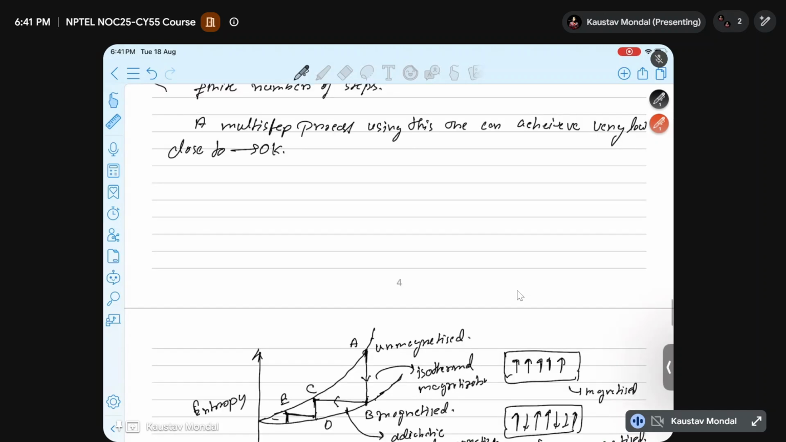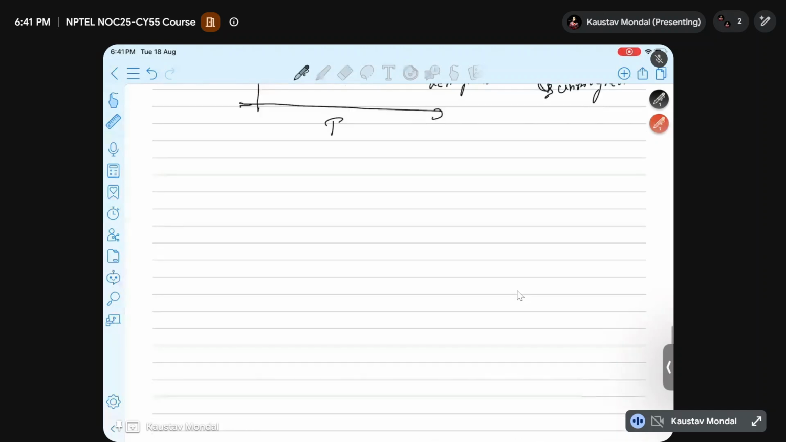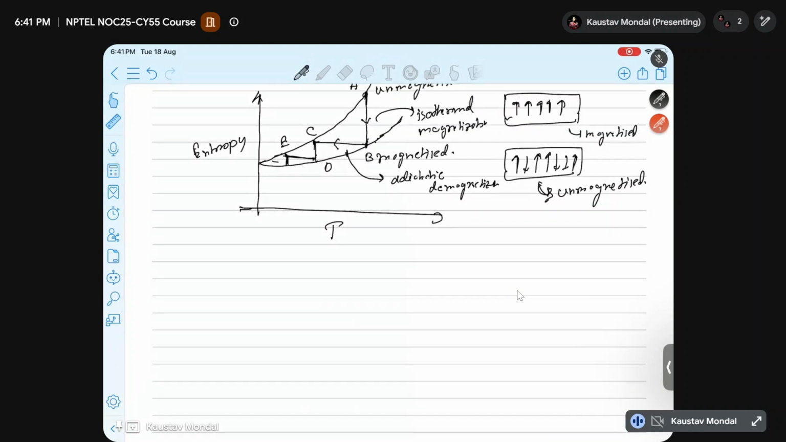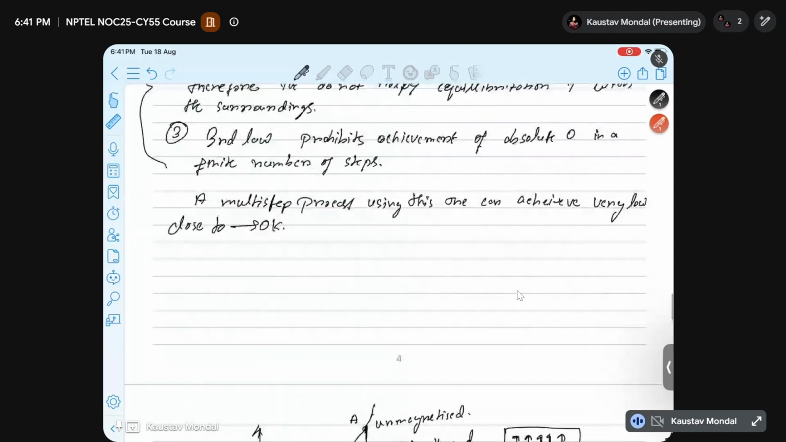This is a process that people use in experimental physics. There are many experiments that require the temperature to be very low, close to zero, for example experiments related to superconductors. For that you need a very low temperature, so this multi-step approach is what people usually take.